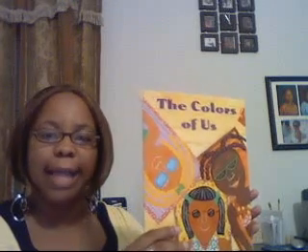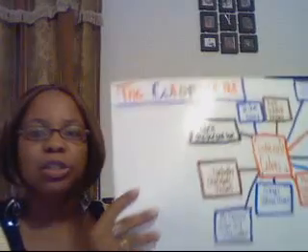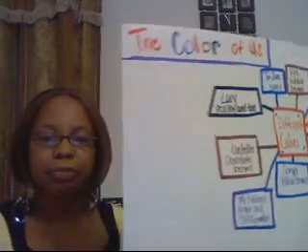The first book that I would like to introduce to you would be The Color of Us. This book is about a young lady who is speaking with her mom about different colors of her friends and everybody in the community. With The Color of Us, you can also use a cluster diagram.